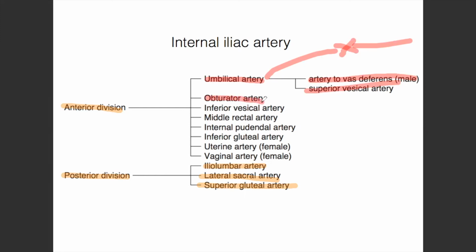Next, the anterior division also gives us the obturator artery, the artery that supplies the obturator muscles. Then the inferior vesical artery, which we already mentioned before, supplies the prostate in males. Then we have the middle rectal artery, and the internal pudendal artery, which gives us the inferior rectal artery. Then there's the inferior gluteal artery, the uterine artery in the female, and the vaginal artery in the female.